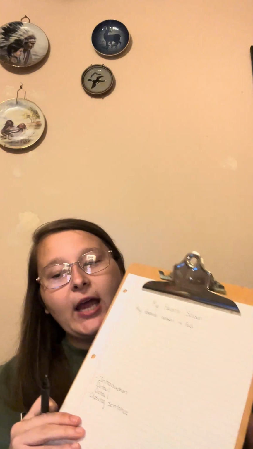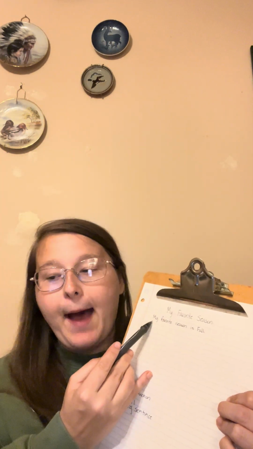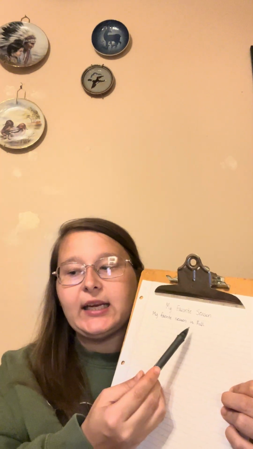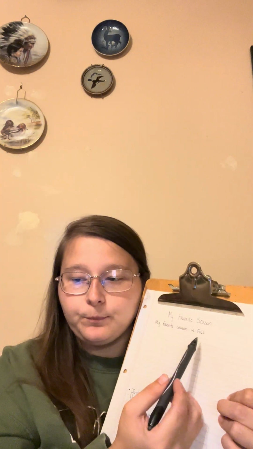Now, I am checking as I've written my sentence. I need a capital letter at the beginning, spaces between each of my words, and a period at the end of my sentence.